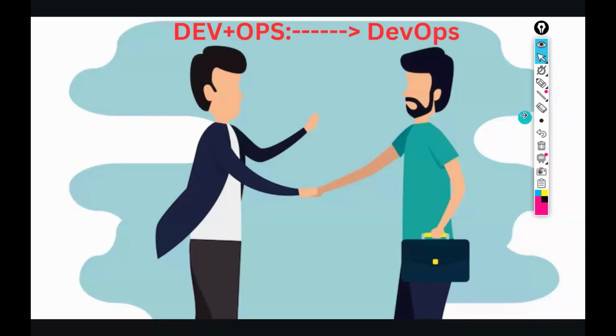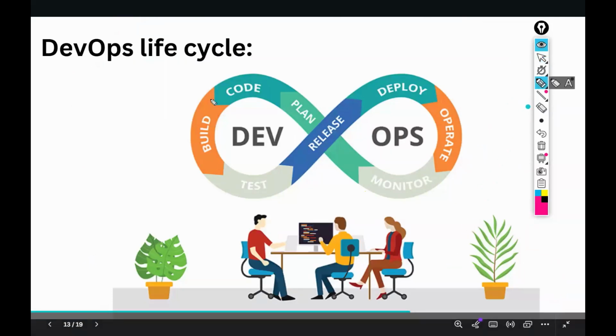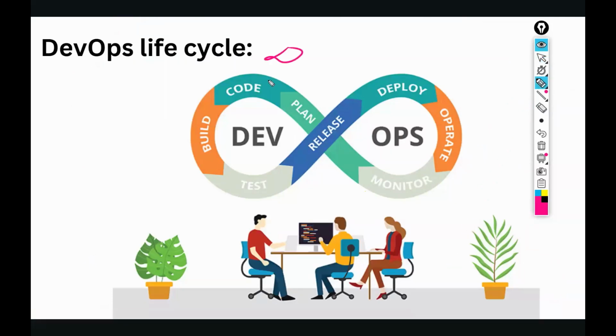So next, what do we have here? The DevOps life cycle. Actually, this is the DevOps logo. What is it? The DevOps logo, right? This logo represents one symbol. What is it? Infinity. Great.